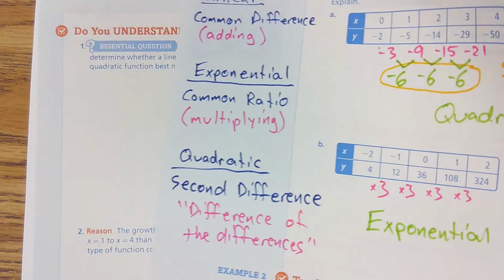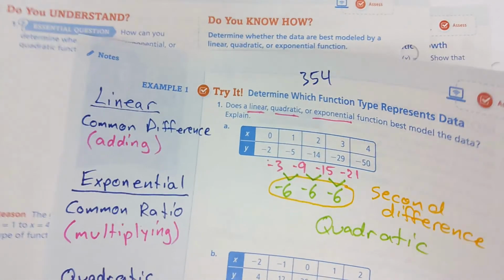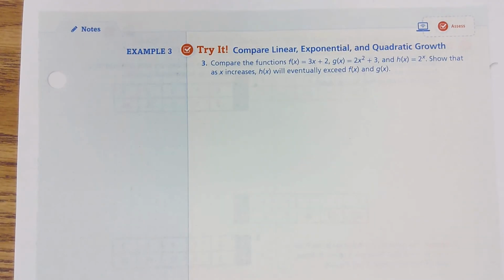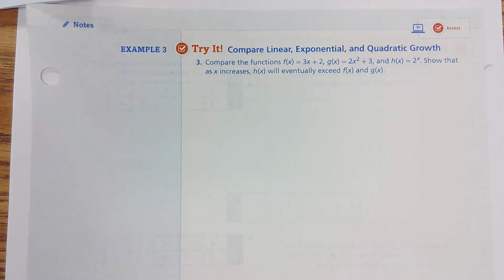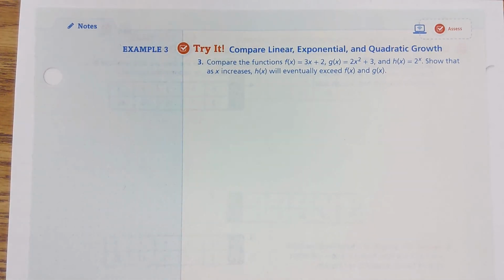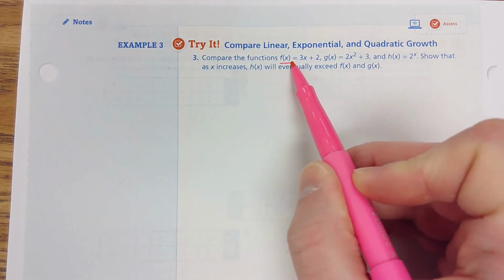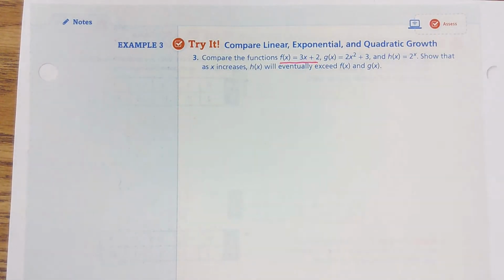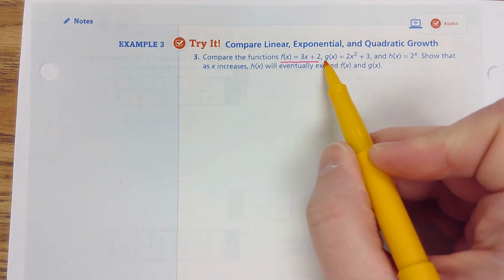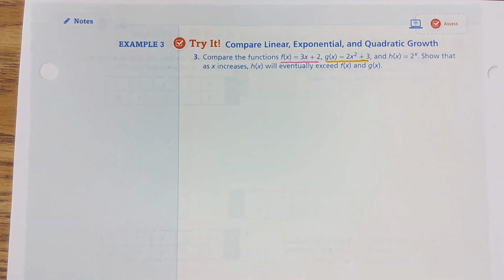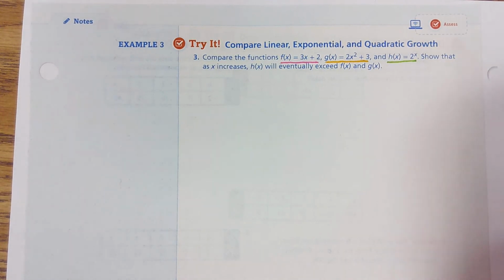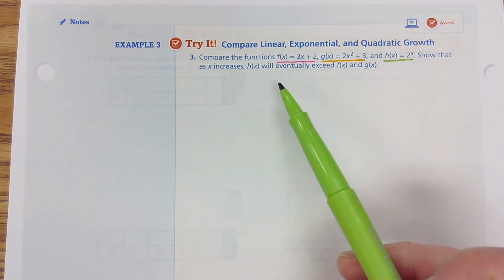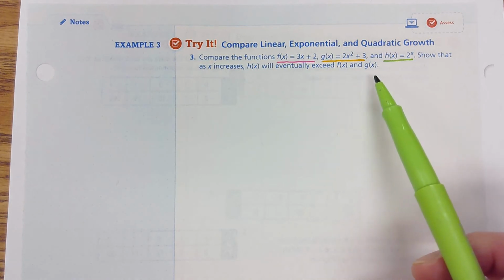The other thing that we're looking at in this unit is how do these functions grow? Some grow faster than others. We need to look at how we can compare those. And so for that, I want you to turn just to the next page, 355. And we're looking at number 3. It's asking us to compare f of x, which is 3x plus 2, g of x, which is 2x squared plus 3, and h of x, which is 2 to the x power. It says show that h of x will eventually exceed the other two.